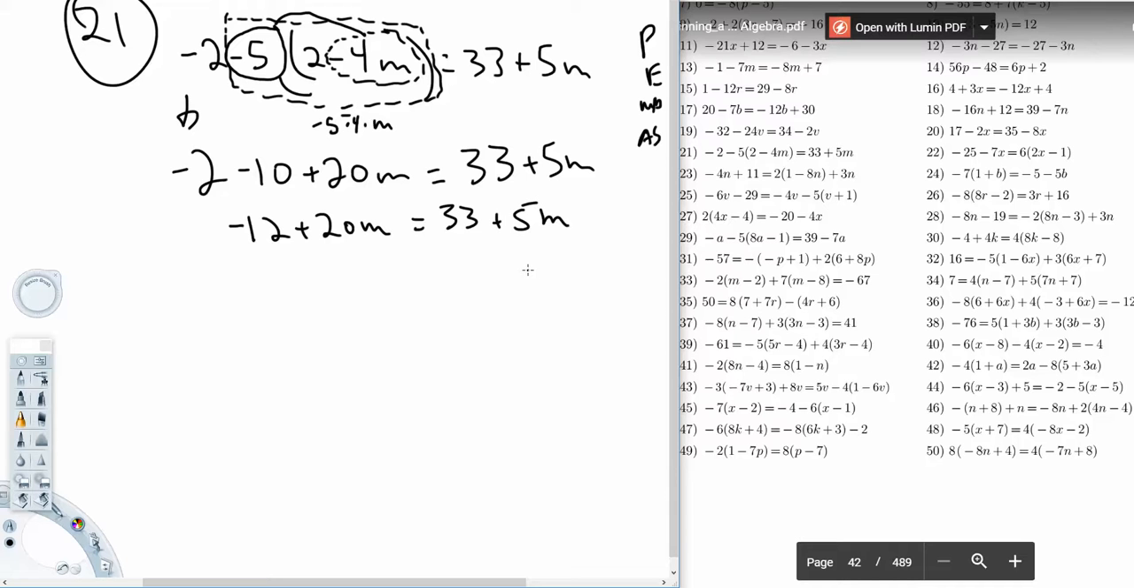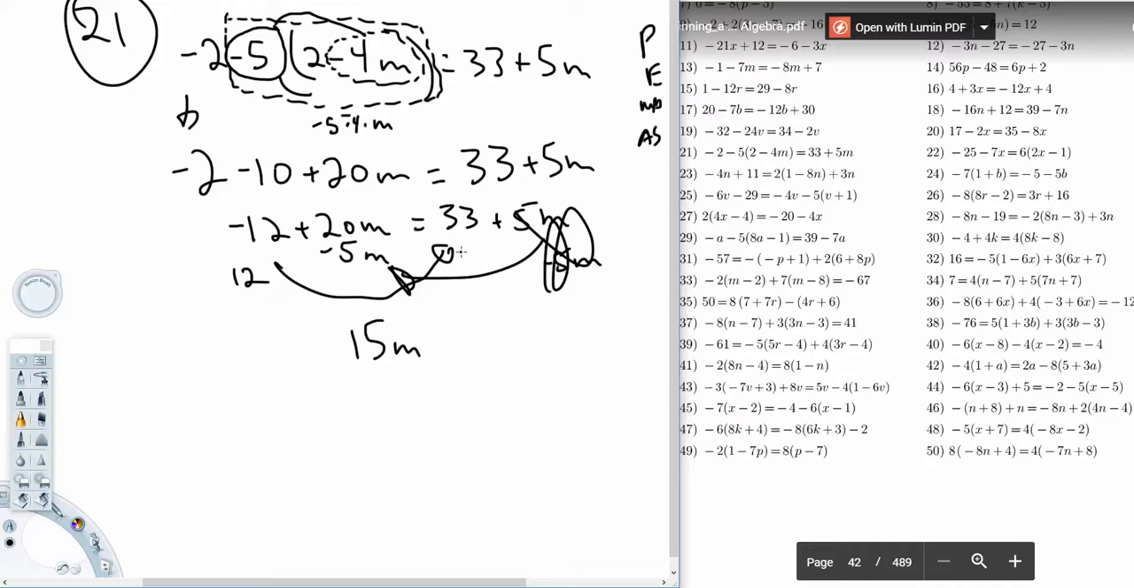That's minus 12 plus 20m equals 33 plus 5m. Good. We're going to move this over here, and we're going to move this over there. So that's a minus 5m. Minus 5m. We do it to both sides. This cancels out. This becomes 15m. Minus 12, we have to add 12 to bring it down to 0. Here we have to add 12 because we do the same thing to both sides. That equals 45. 33 plus 12 equals 45. 33 plus 12: 2 plus 3 equals 5, 1 plus 3 equals 4. It's 45. So 15 times m equals 45.